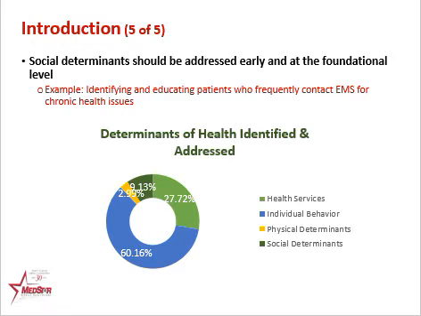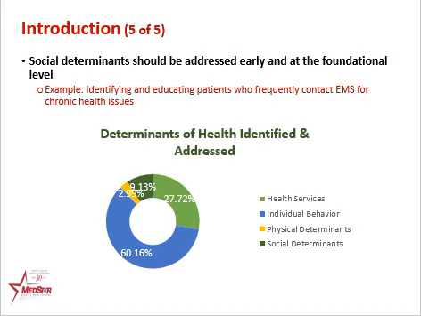Physical determinants, we break those down. Is this a fall risk patient? Do they have carbon monoxide that they need the monitors for? So these are physical things that we have seen in their home that we need to find resources for these patients out in the community.